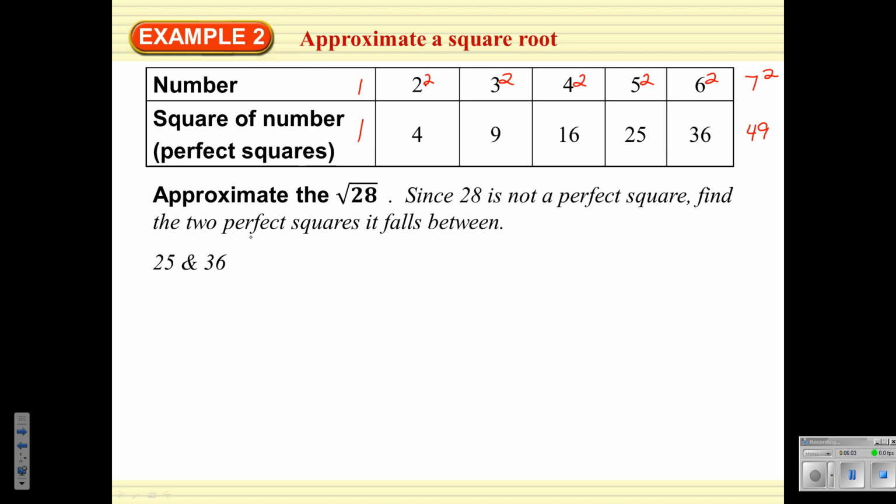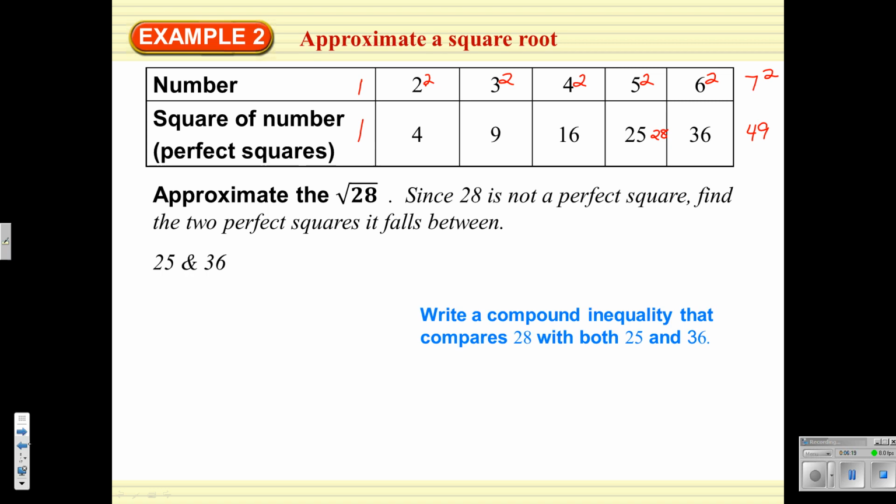So find the two perfect squares that 28 falls between. So 28 would fall right about here in between 25 and 36, closer to 25 than 36, but in between the two perfect squares. Okay? So we're going to write a compound inequality that just compares them. 25 is less than 28, and 28 is less than 36. Just showing that 28 is between these two values.